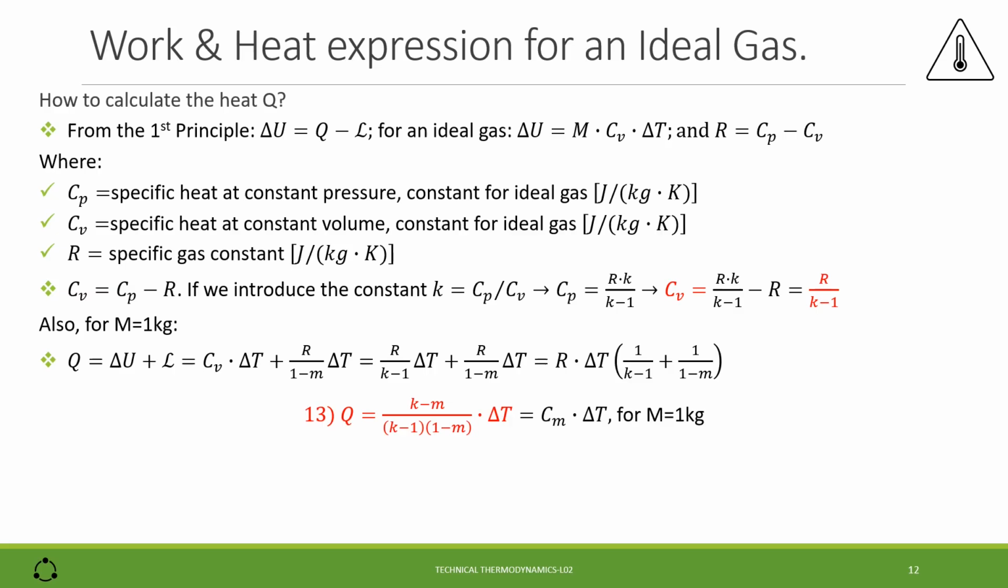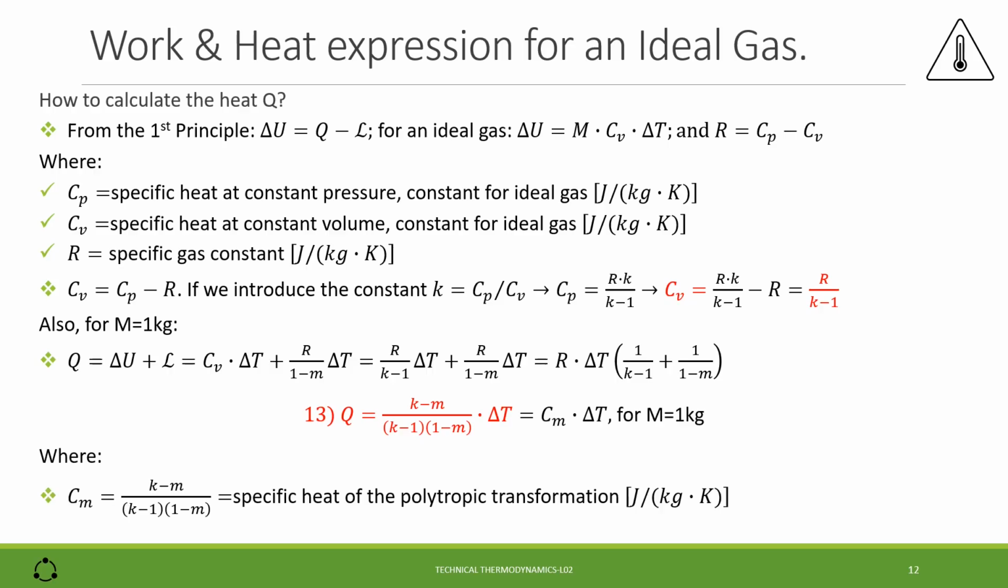We can work out this expression coming to the formula displayed in red, where the expression before delta T we can call the specific heat depending upon the polytropic transformation, having the expression K minus M over the product of K minus 1 and 1 minus M. And this specific heat has the dimension of joule over kilogram into Kelvin.